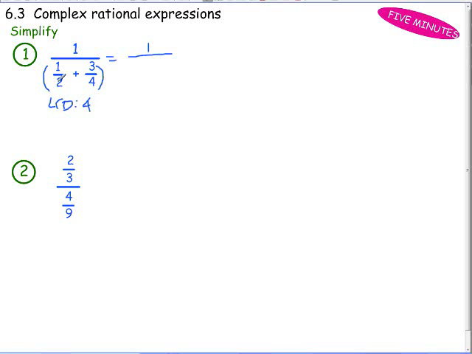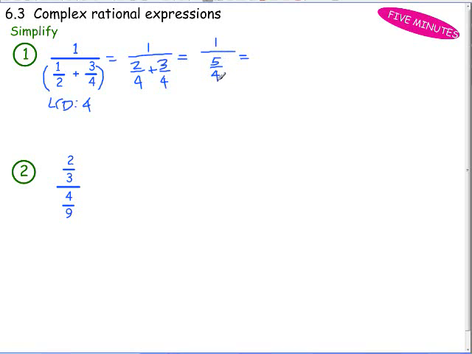4. 1/2 is the same as 2/4. So we've got 2/4 plus 3/4. That we can deal with. So we've got 1 divided by 5/4.